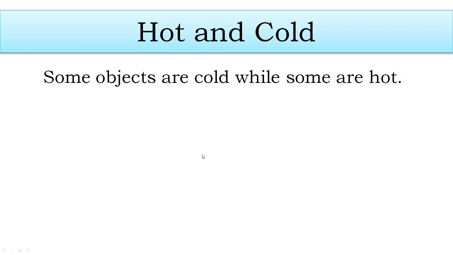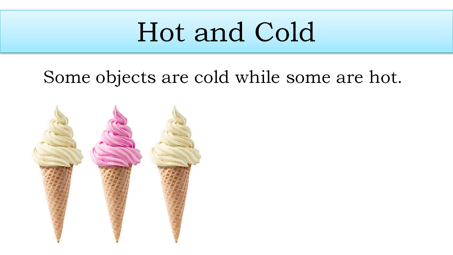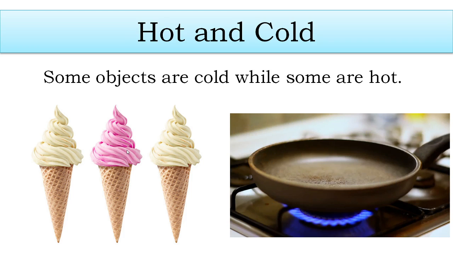So now some objects they are cold while some they are hot. So we know that ice cream that you enjoy so much, it is cold. And then we have got a frying pan kept on a stove. Frying pan kept on a stove, it is hot. So some objects they are cold while some are hot.